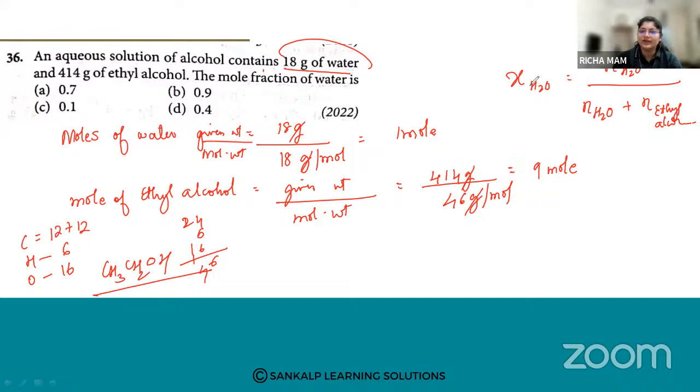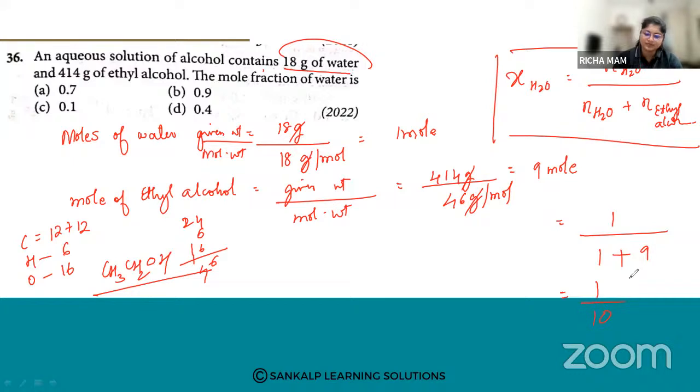Now put the value in the formula for mole fraction of water. Number of moles of water is how much? 1 mole. Number of moles of water is 1 plus ethyl alcohol is 9. So it is 1 by 10. 1 by 10 is what? 0.1. So the mole fraction of water is 0.1. Okay, so option number C.